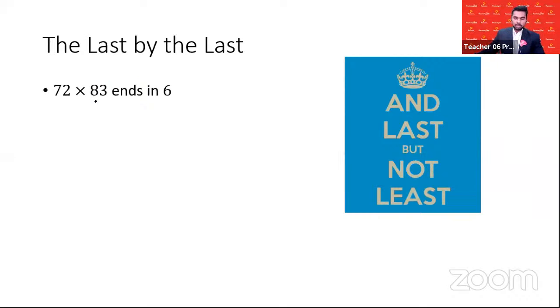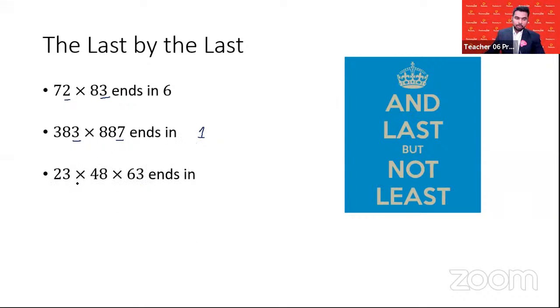72 times 83. What is the last digit of 72 times 83? So this can be just found out by 2 times 3, which is 6. We are just interested in knowing the ending digit. So that is just 2 times 3. What about 383 times 887? 3 multiplied by 7 is 21, but you cannot give 21. You have to just give one digit. So 1 is the last digit.